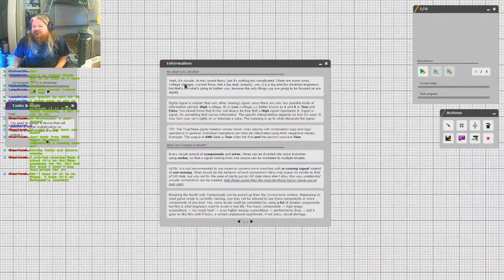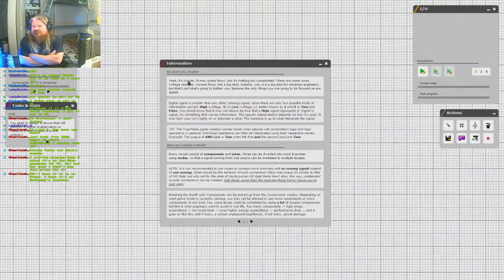Yeah, it's a circuit. So what is a circuit? It may sound fancy, but it's nothing too complicated. There are some wires, voltage changes, current flows, not a big deal. Actually, yes, it is a big deal for electrical engineers. But that's not what's going to bother you.